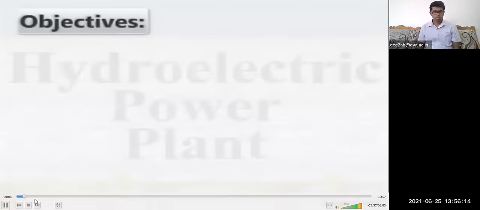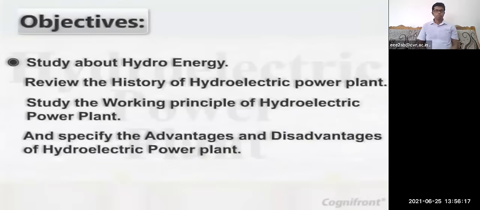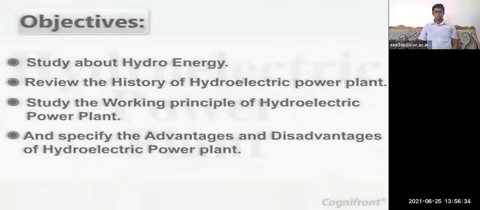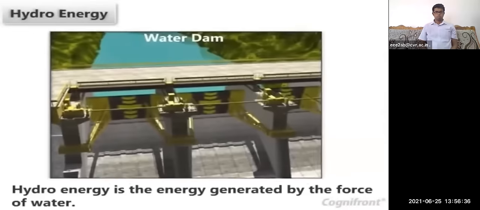Hydroelectric power plant. In this session, we will study about hydro energy, review the history of hydroelectric power plant, study the working principle of hydroelectric power plant, and specify the advantages and disadvantages of hydroelectric power plant.